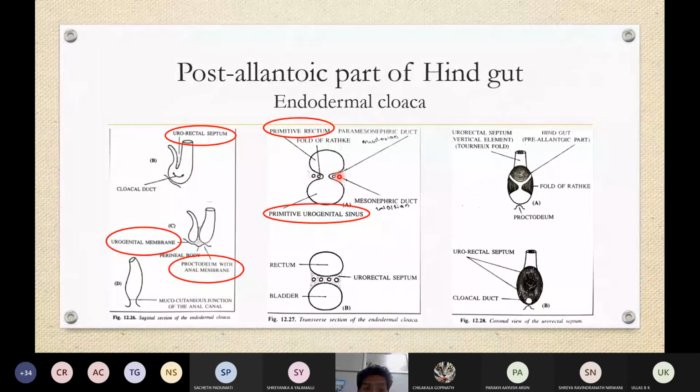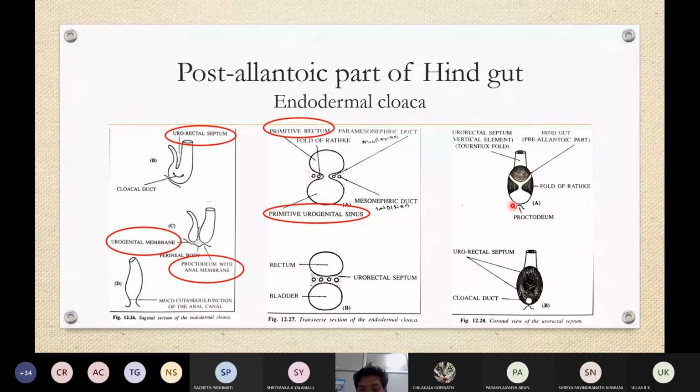So the hindgut is now divided. The endodermal cloaca is divided into two complete parts: the definitive rectum and anal canal, and the definitive urogenital sinus, like this in future growth. You can see the complete division here, and the urorectal septum is completely formed in this diagram.